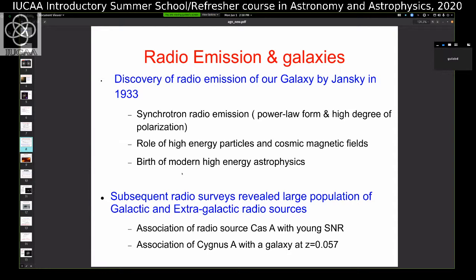So after the discovery of radio emission, the subsequent radio surveys revealed a large population of galactic as well as extragalactic radio sources. Some of the famous ones are the radio source Cassiopeia A, which is associated with a young supernova remnant. The other source is Cygnus A. The radio source Cygnus A was identified with a galaxy at a redshift of 0.057. So what is this guy? What is Cygnus A? Let's look into detail.